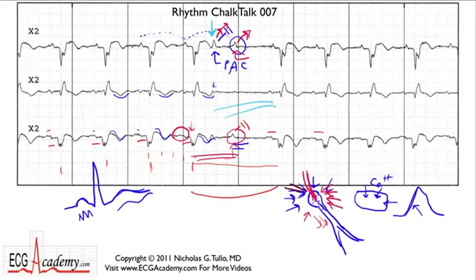So that was the little hidden fly in the ointment, so to speak, that you need to be able to recognize and label this tracing correctly. So that was kind of fun, and I enjoyed showing that to you. I hope that helps you understand the cardiac physiology a little bit better, and that's what I'm trying to do with these Rhythm Chalk Talks.